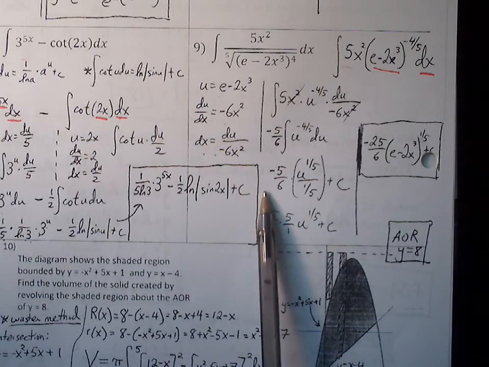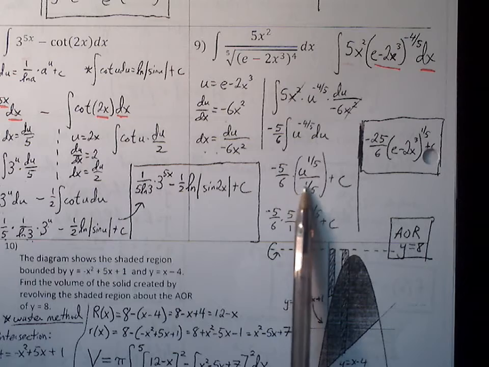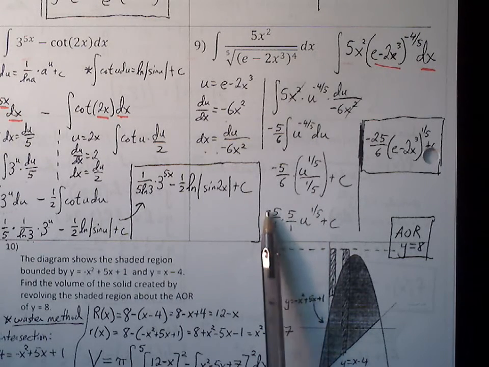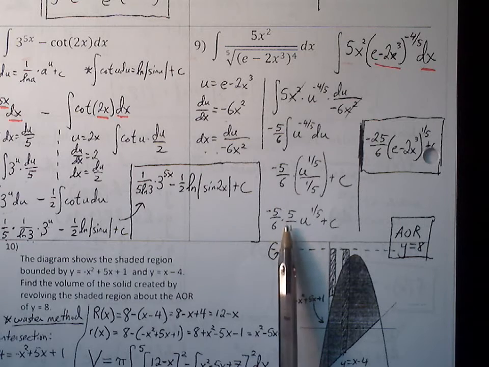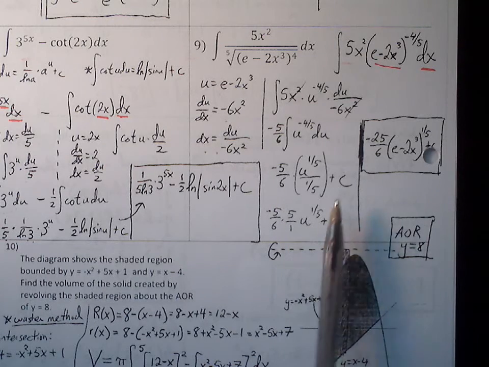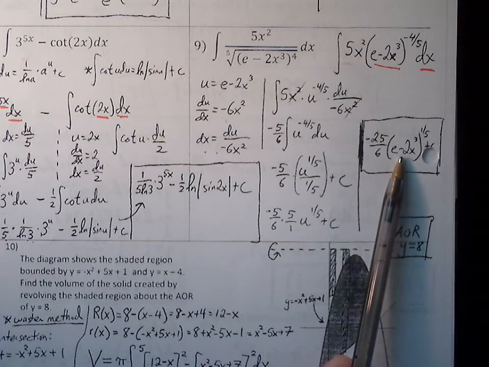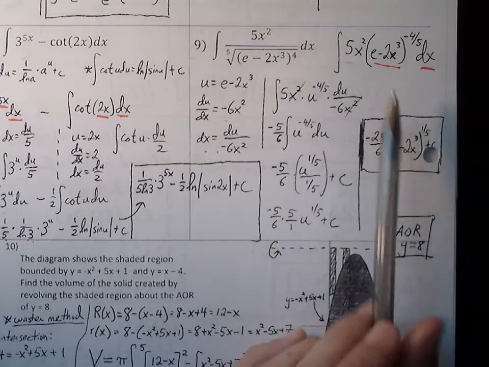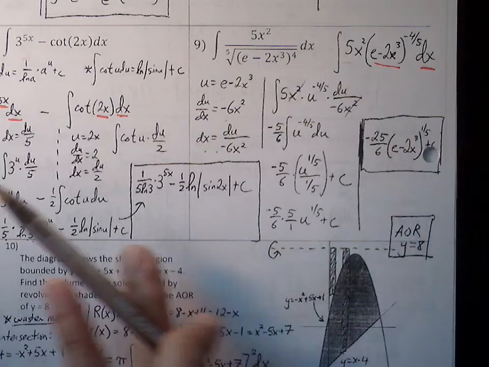The negative 5/6 hangs out, and then we can clean this up a little bit. The denominator, push that out as 5 over 1. So that gives us negative 5/6 times 5, which is negative 25 over 6. And then finally replace our u back in terms of our original parentheses, which is the e minus 2x cubed to the 1/5, and then the plus c.